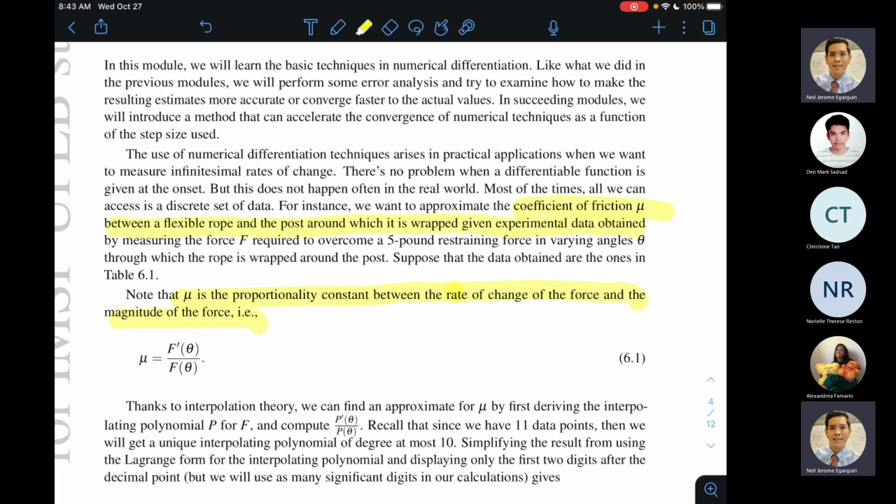But all we know is that there is no chance for me to get the actual function F, because all I can do is a discrete number of experiments from which we can get a discrete set of data.